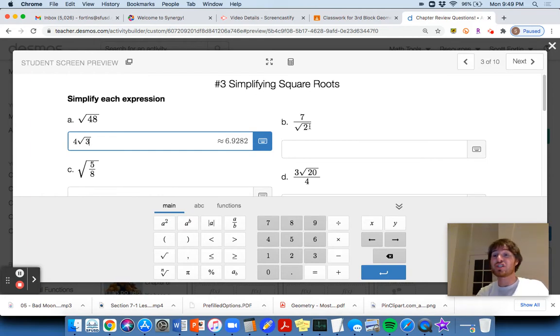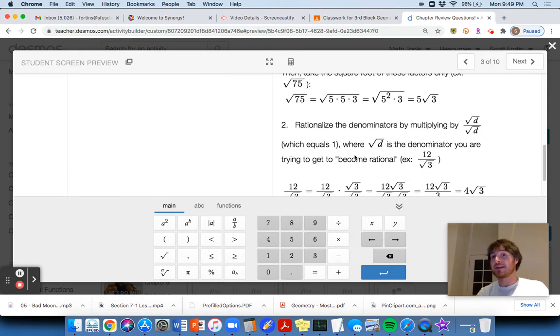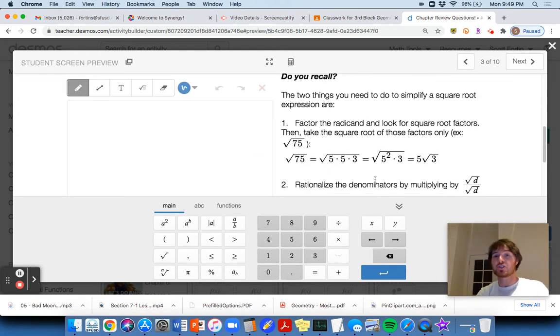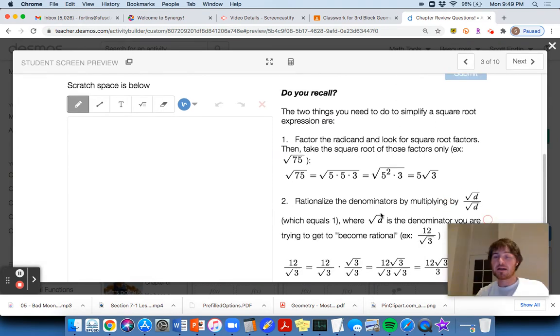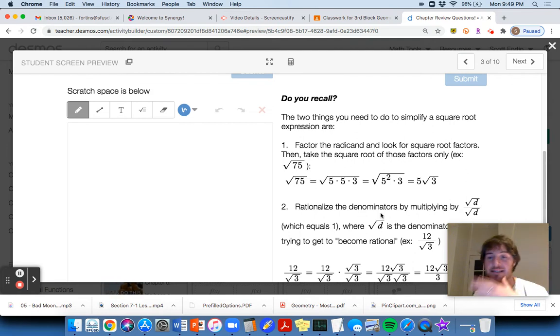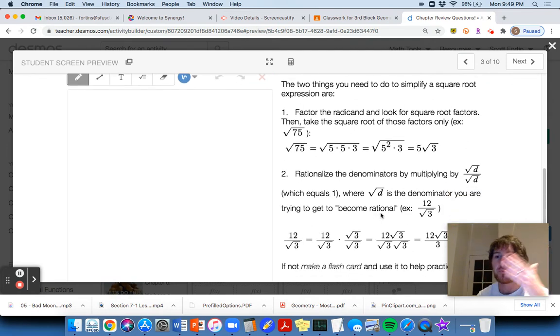But wait a second, this is called rationalizing the denominator. Check it out. So these are the 2 things you need to do. This is just sort of a reminder here. Let's get this out of the way of the 2 things you need to consider when simplifying a square root. Okay, so again, this was in that lesson several Wednesdays ago, right? We had this one before we started chapter 6.